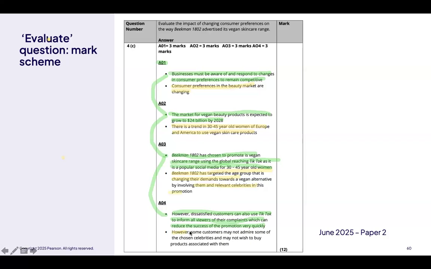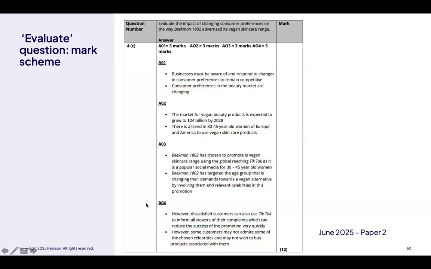However, some customers may not admire some of the chosen celebrities and may not wish to buy the products associated with them. So that is how these mark schemes work. That's how they are constructed, and hopefully they are useful for you and they're useful for your students.